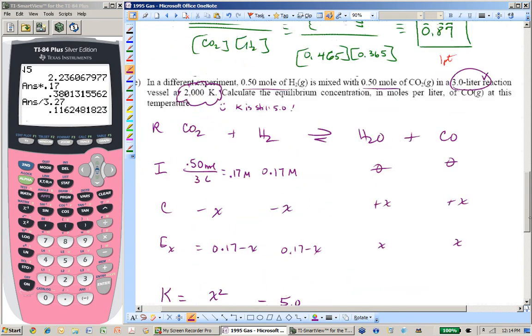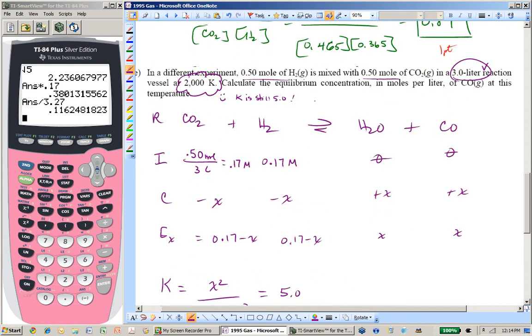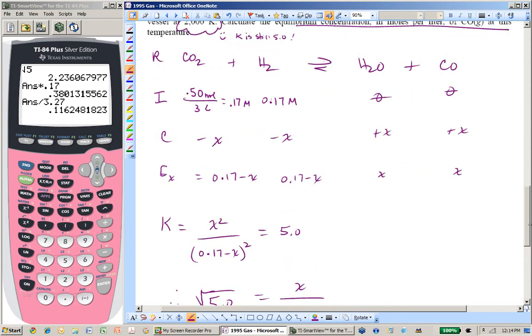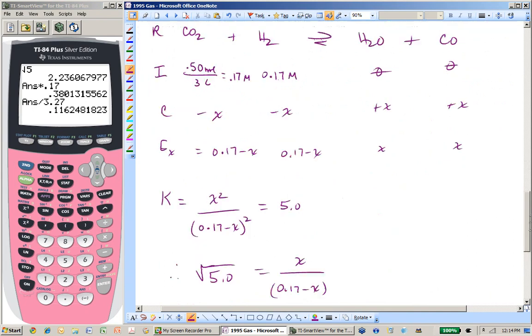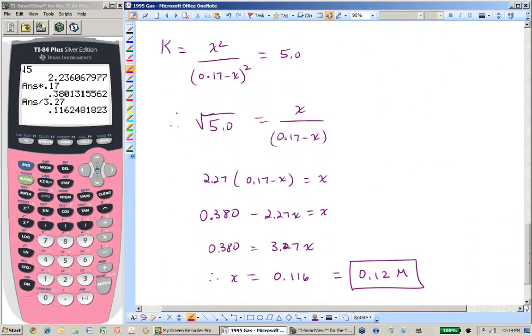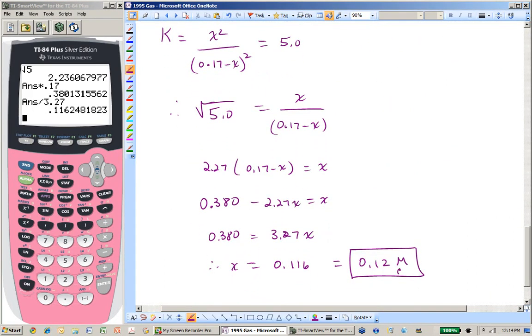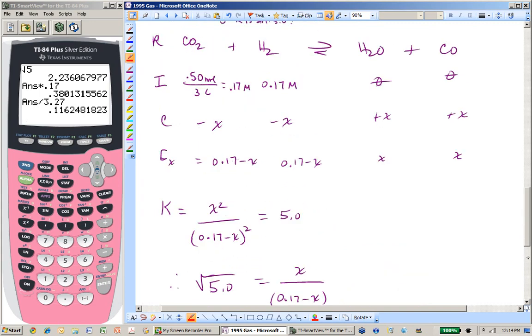Isn't that what they wanted? Calculate the equilibrium concentration in moles per liter of CO2. Oh no, CO, thank God, CO. So that's what x equals. I'm going to put the CO just to make it clear. And that was worth a point. So you got a point if you got this far, and you got a point for all this work.